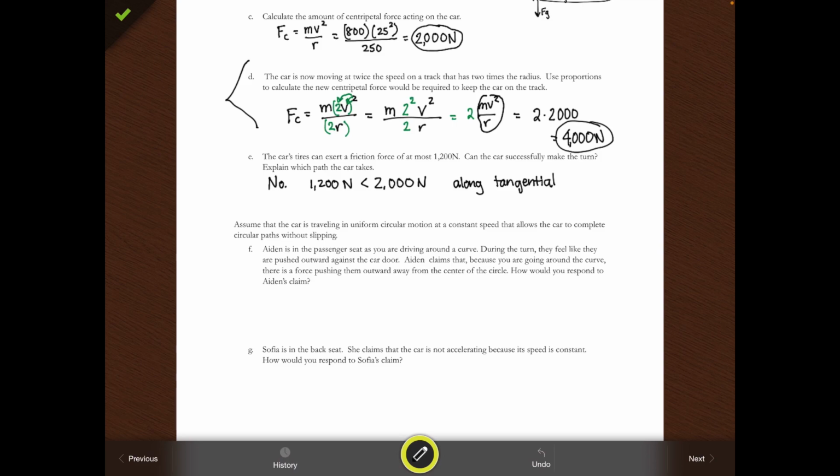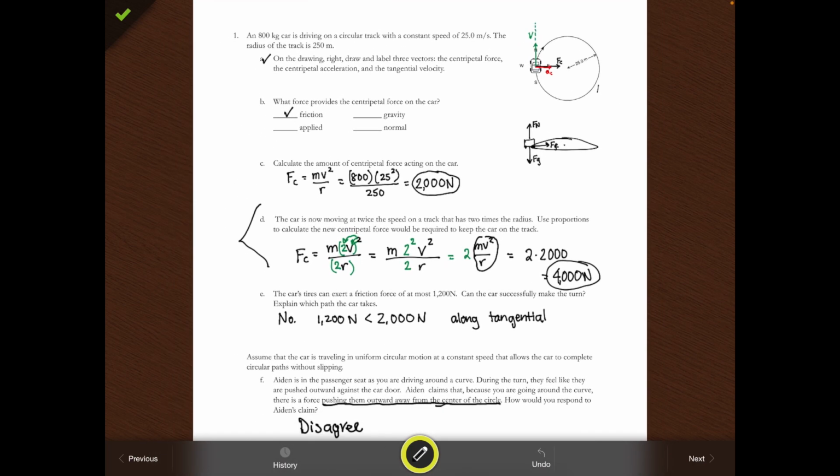So in F, Aiden is in the passenger seat and is moving around this curve. They feel like they're getting pushed outward against the door, and they claim there's a force pushing them outward away from the center of the circle. I disagree. And the reason I disagree is that in both our free body diagram here and our vector diagram here, there's no forces going in the centrifugal direction. Centrifugal means going away from the center of the circle, and there's no forces going out here. In fact, if I'm trying to make a right-hand turn, why would I put a force in the left-hand direction?